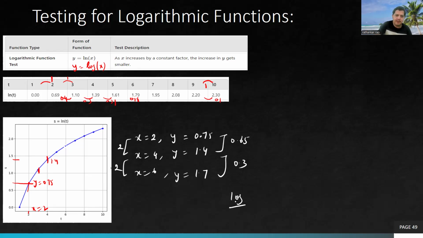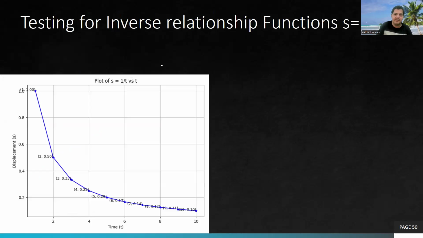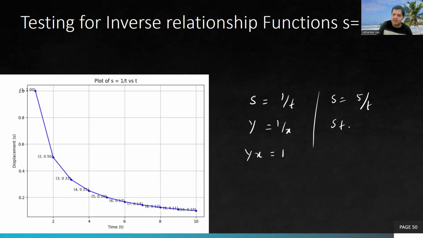Okay? Fine. Next, let us go on to the next one, which is inverse relationships. Now, in an inverse relationship, when I have an equation like s is equal to 1 by t, this is nothing but your y and this is your x. What you need to do is multiply y and x and see that this product will always be equal to 1. If I have s is equal to 5 by t, what does it mean? The product of s into t should be equal to 5. It need not be 1 here because it depends on what is in the numerator. So it should be 5.